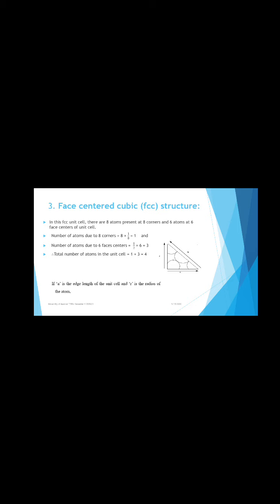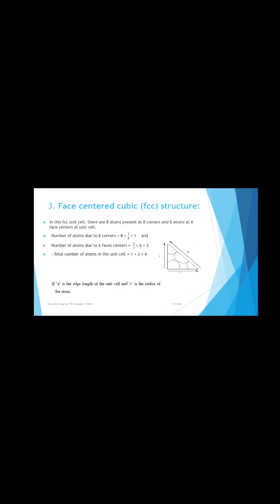8 into 1/8 is equal to 1 atom, and number of atoms present at 6 faces is equal to what? 1/2 into 6, which is 3, because at every face only half of an atom is occupied. So there are 6 faces, so 6 half atoms occupy their spaces, that is nothing but 3. So total number of atoms in FCC type of unit cell is 1 plus 3, which is equal to 4. Everybody understood that?